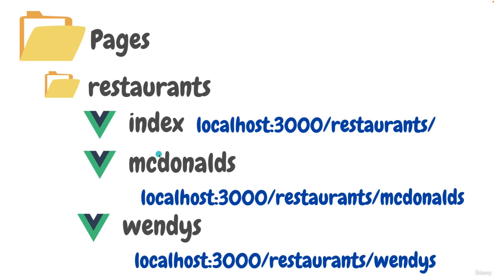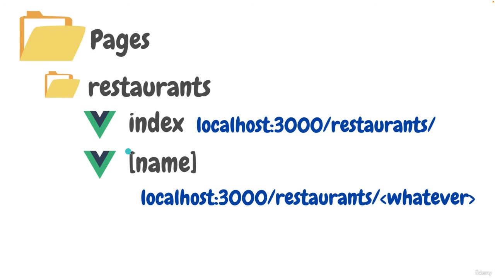In order to do that, we're going to call our file brackets, these square brackets, and then over here we're going to say name. What that is going to correspond to is /restaurants, the directory, and then /whatever. Whatever is in here, it doesn't even matter. You can say McDonald's, you can say whatever, it's going to render whatever is in this file. So the magic here is the brackets. These square brackets are going to specify just a dynamic name.